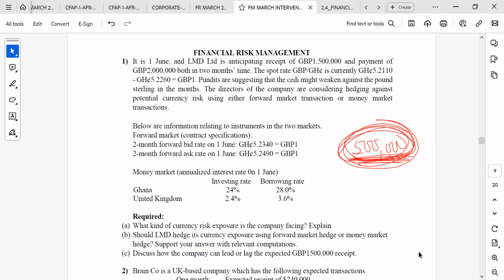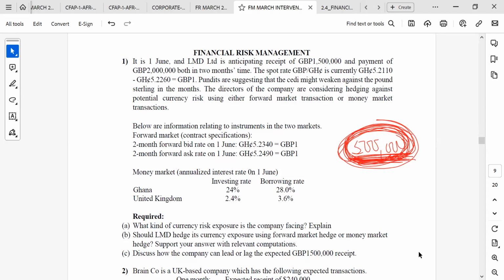So you lend us the equivalent of this amount in cedis. We are going to be paying you in cedis. So the company will go to the bank and borrow the equivalent of this amount. This will be borrowed in the foreign currency. Then they will invest it, and at the end of the 2 months, this will be the amount.